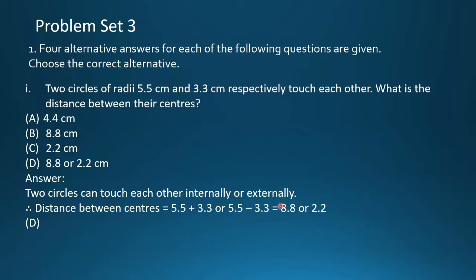And if they are touching externally, then the distance between their centers will be the difference between their radii. So that will be 5.5 minus 3.3. So 5.5 plus 3.3 is 8.8 and 5.5 minus 3.3 will be 2.2. So the correct answer is D, 8.8 or 2.2 centimeters.